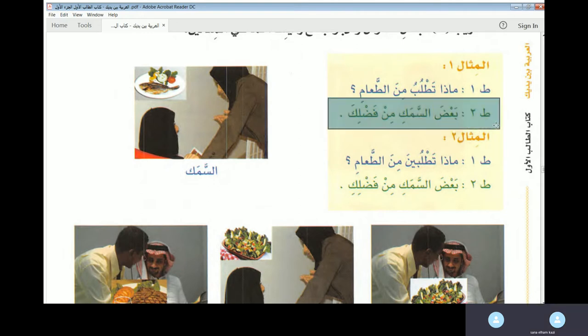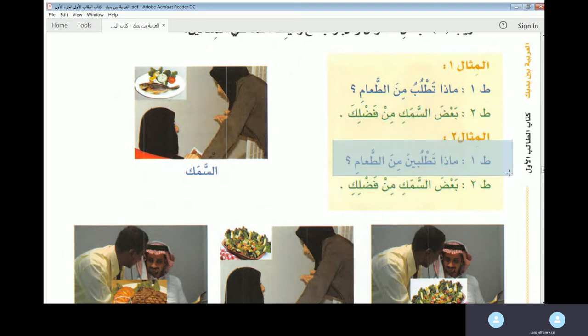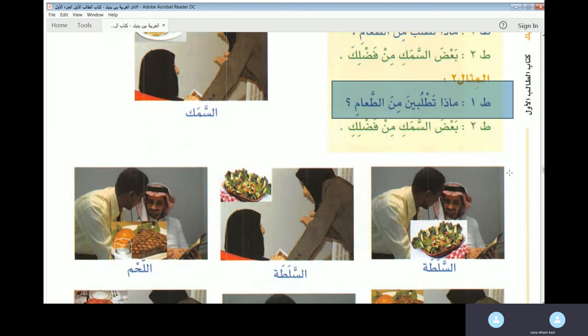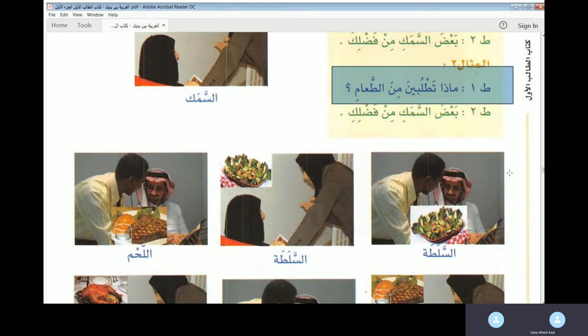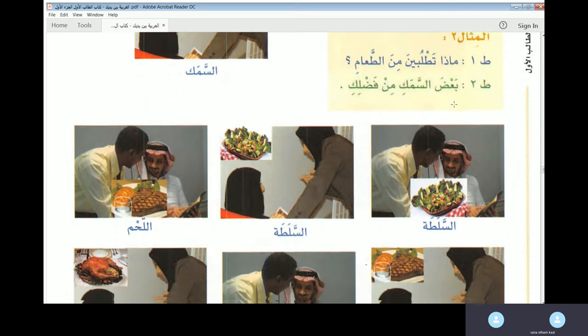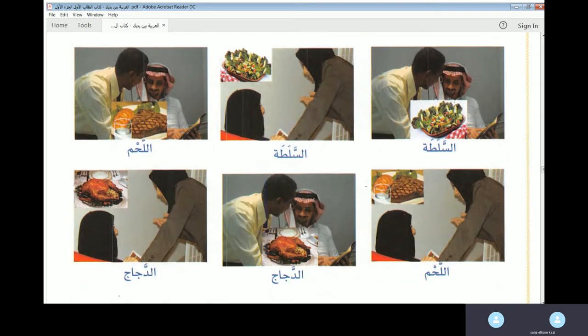Ba'dad-samaki min fadlik. Some fish, please. The second example: Madha tatlubina minat-ta'am? So this is for a female. What do you want or what do you order from the food? Ba'dad-samaki min fadlik. Some fish, please.